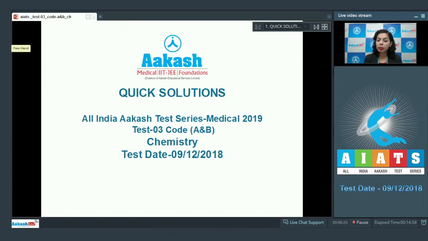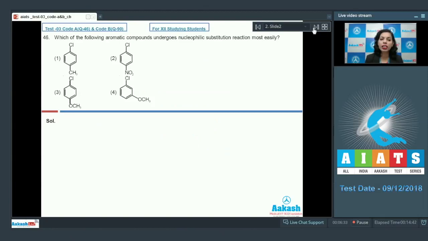And I am here with test number 3, code A and B, and we will be dealing with the chemistry section. Let's begin with the very first question of the chemistry section, that is question number 46. Which of the following aromatic compounds undergoes nucleophilic substitution reaction most easily?